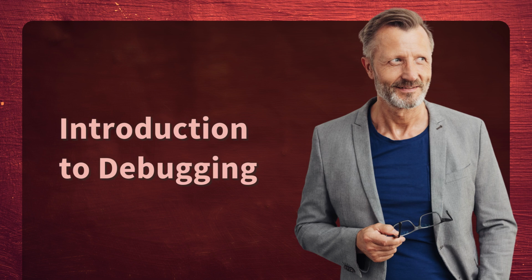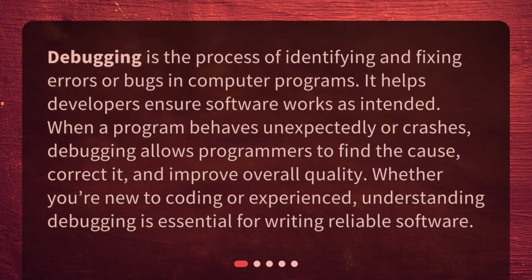Introduction to Debugging. Debugging is the process of identifying and fixing errors or bugs in computer programs. It helps developers ensure software works as intended. When a program behaves unexpectedly or crashes, debugging allows programmers to find the cause, correct it, and improve overall quality. Whether you're new to coding or experienced, understanding debugging is essential for writing reliable software.